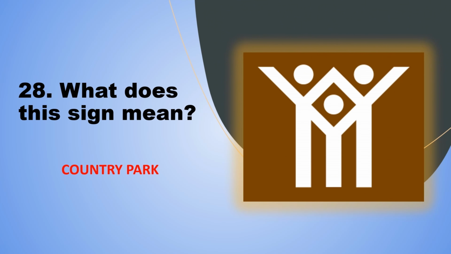Now, what I see in this sign is kind of like a family of three. So it's kind of like just a family going out in a park. So this is how I would remember this sign. You need to find something that you can associate with this sign so you can remember what it means.